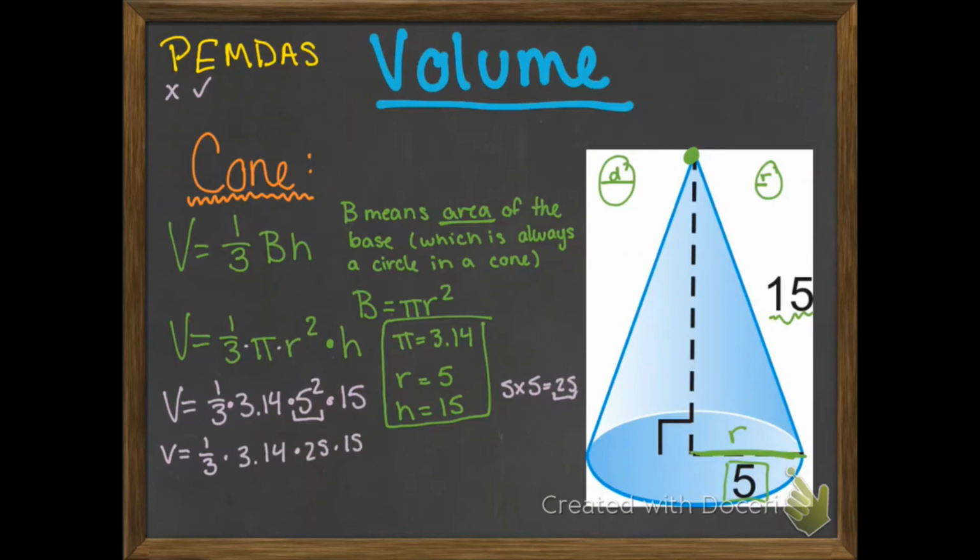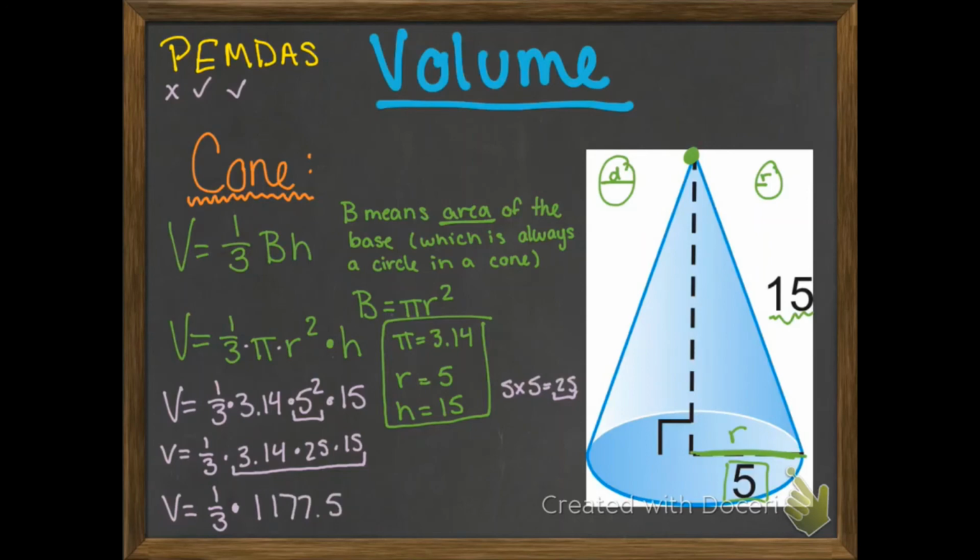Next on PEMDAS is to multiply. So that means everything that I'm going to multiply. The easiest thing would be to multiply these three values together: 3.14 times 25 times 15 all at once. So when I multiply those out, I'm going to rewrite my equation 1/3 and then times whatever I got when I multiplied all those together, which was 1,177.5.